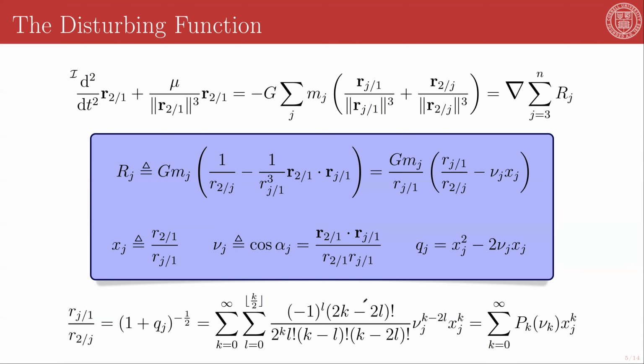And the argument of the summation becomes (-1)^L times (2k-2L)! over 2^k L! (k-L)! (k-2L)! times ν_j^(k-2L) times x_j^k. Why did we do any of this? Well, the inner sum of this double summation is exactly the quantity defined by a Legendre polynomial, P_k of ν. So let's briefly remind ourselves about Legendre polynomials.